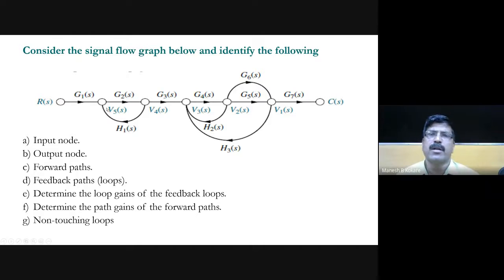Okay, fine. So there are two forward paths. What about the individual loops? How many loops are there? Means signal will start from that node and terminate at the same node. So this is G2 of S multiplied by H1 of S. So this is one loop now, right?